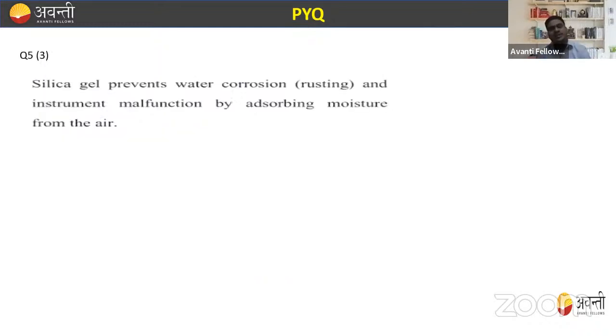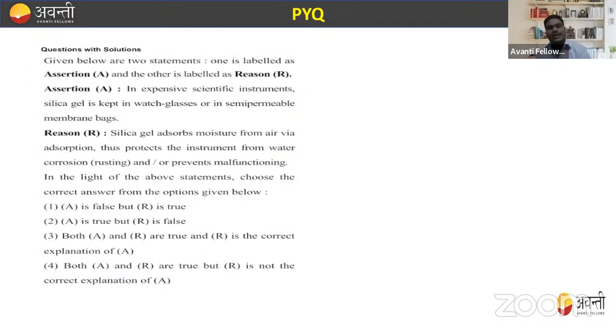So option 3 is absolutely correct. The silica gel prevents water corrosion, rusting, and instrument malfunction by absorbing moisture from the air. So both A and R are true, and R is the correct explanation of A. So that is the use of silica gel in any expensive scientific instrument, kept in watch glasses or semi-permeable membrane bags.